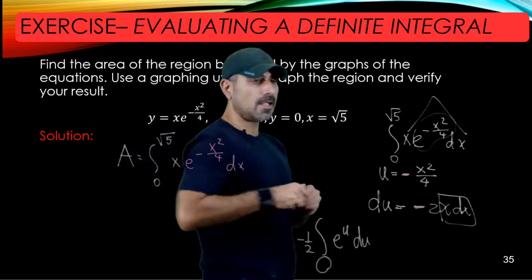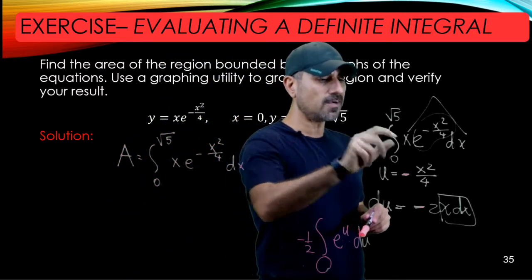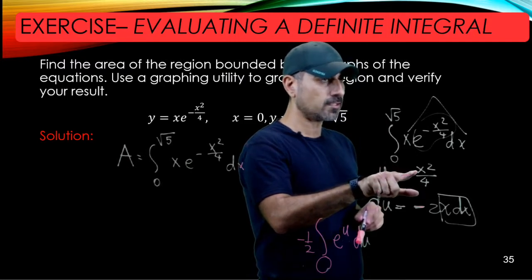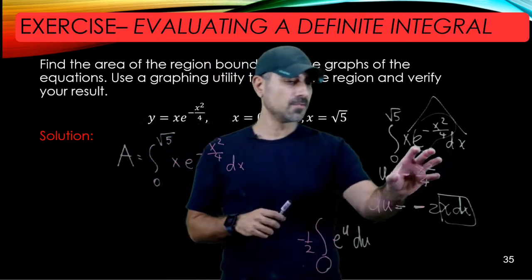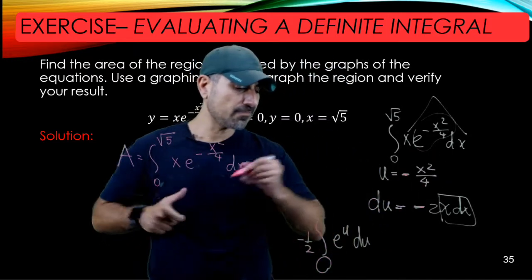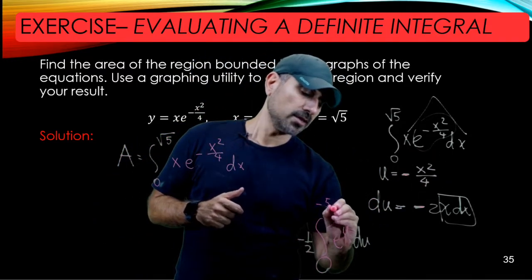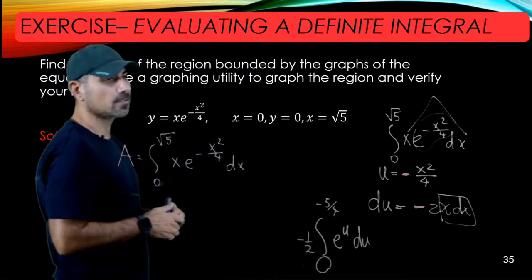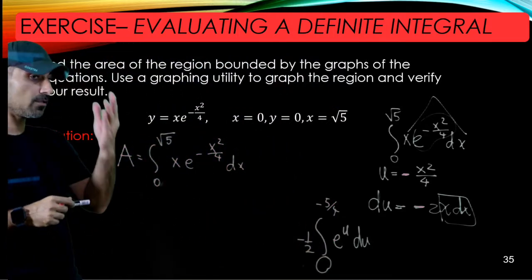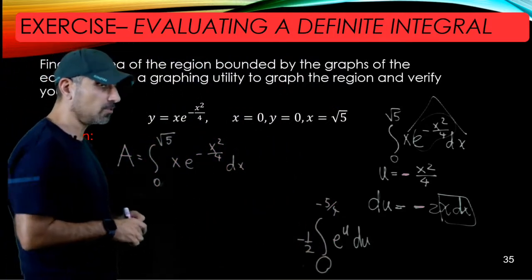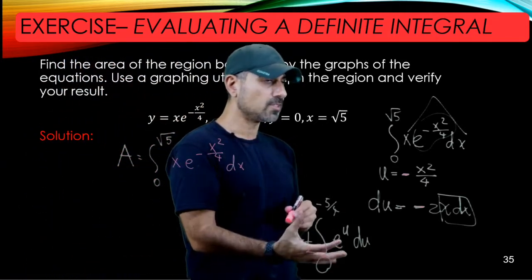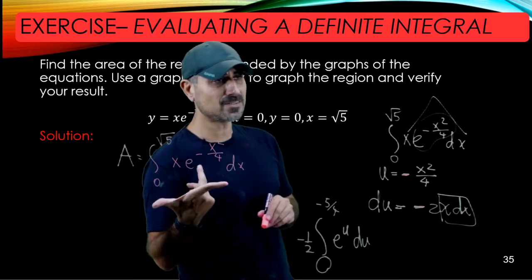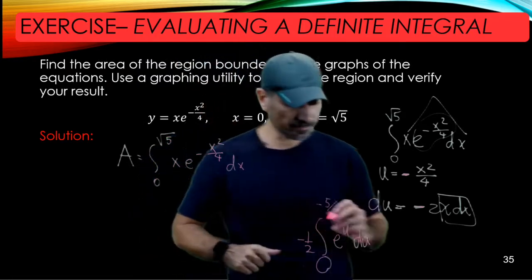Okay? And for the upper limit, x equals radical 5. When you plug in here, that's radical 5 quantity squared. And that's 5. So if you simplify this expression, it's going to be -5/4. So at this stage, we have an integral written in terms of u, but the limits as well are written in terms of u. All we're going to do is to evaluate this integral, and the value of this integral is going to be the same as the value of this integral.